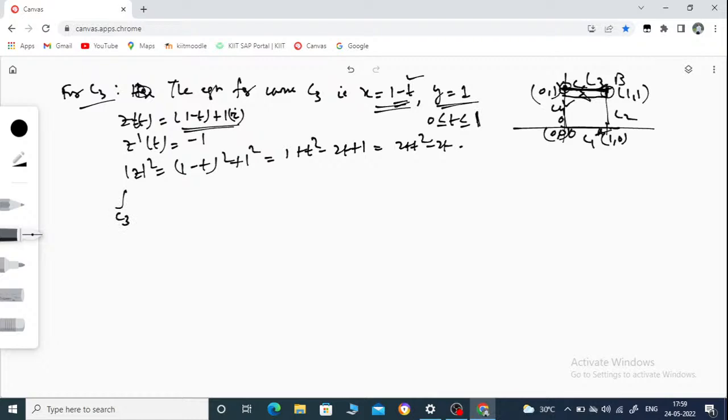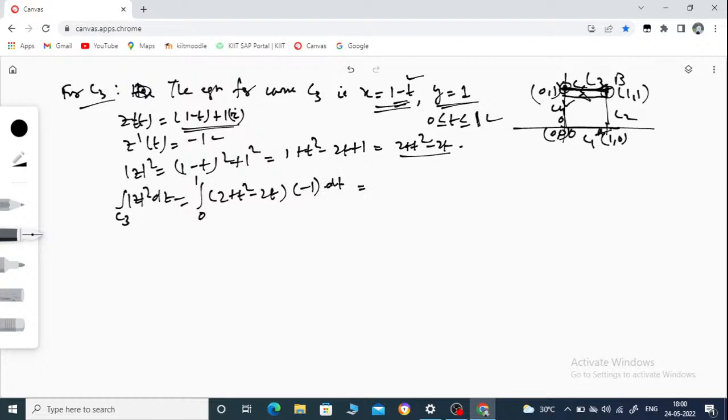Now what is the integration over C3 of mod z square dz? Here t varies from 0 to 1. Mod z square is 2 plus t square minus 2t, and z dash t is minus 1, and then dt.